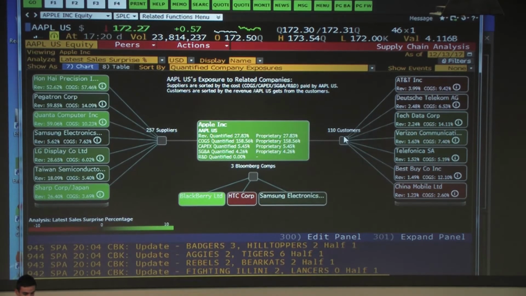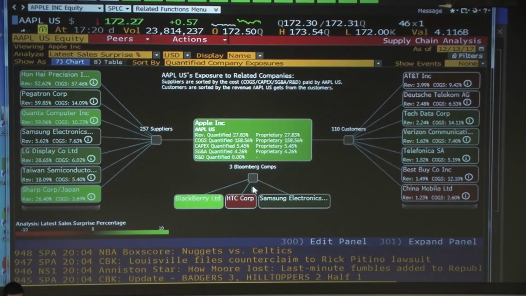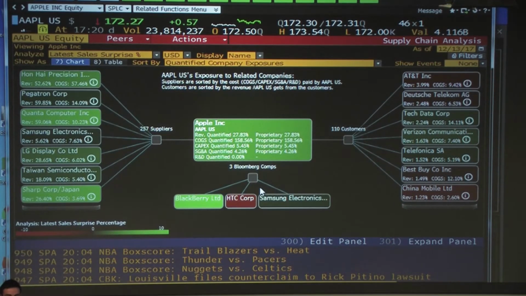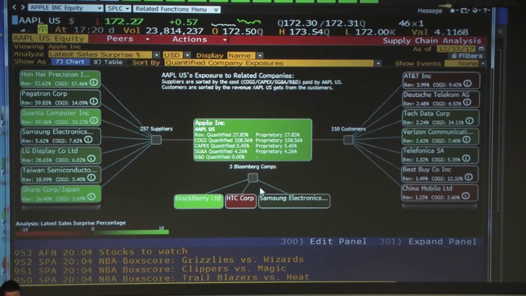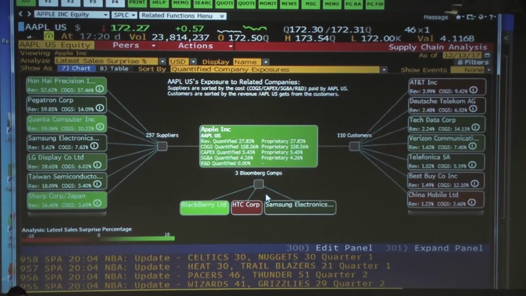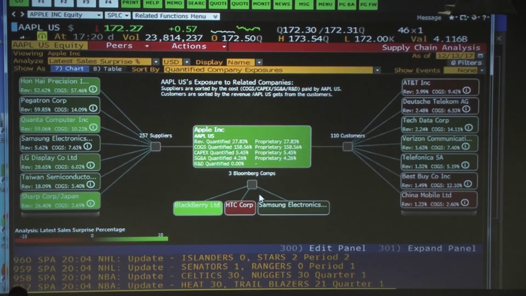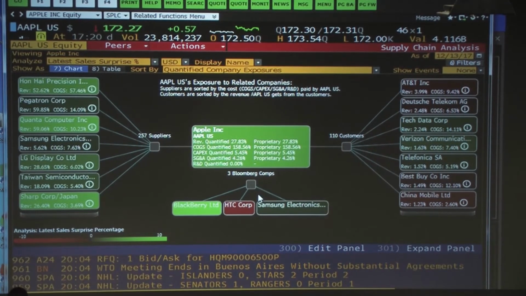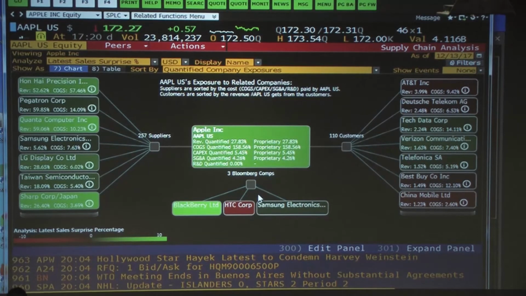But if we look down here now, we see the competitors. So Apple has competitors. You can see HTC, BlackBerry, and Samsung. What do they also sell? Cell phones, exactly. So that's why they're, I guess, what Bloomberg would deem their biggest competitors in terms of that.